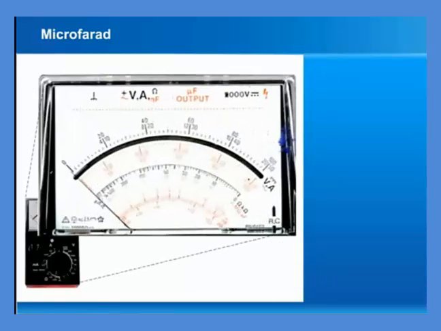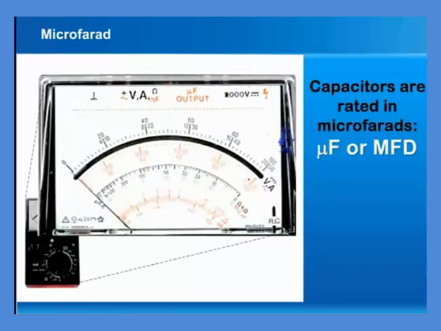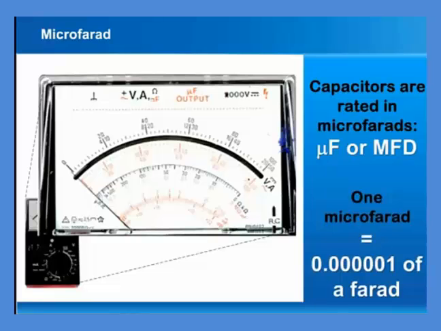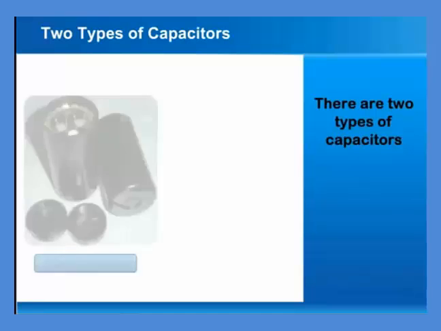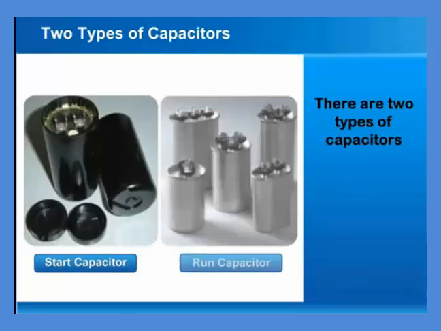Capacitors are rated in microfarads, or MFDs. A microfarad is 1/1,000,000th of a farad. A farad is the measure of charge required to produce voltage change. There are 2 types of capacitors, a start capacitor and a run capacitor. Let's take a look at each.